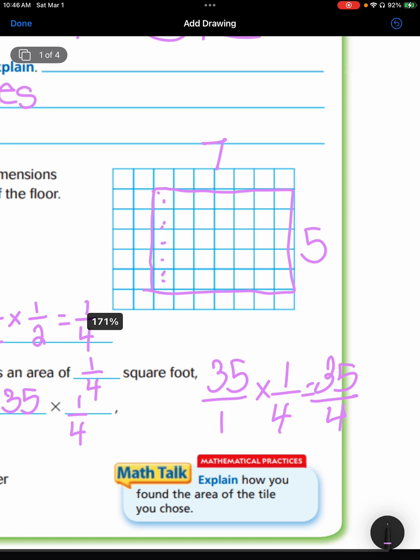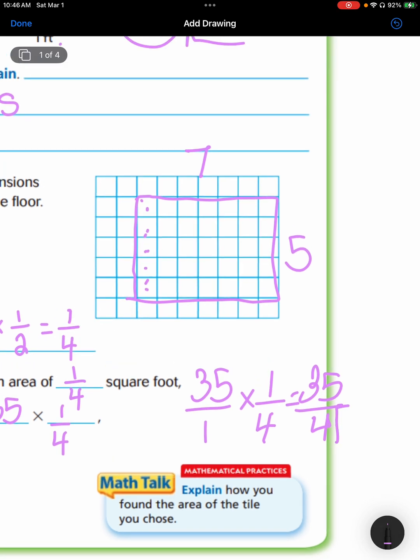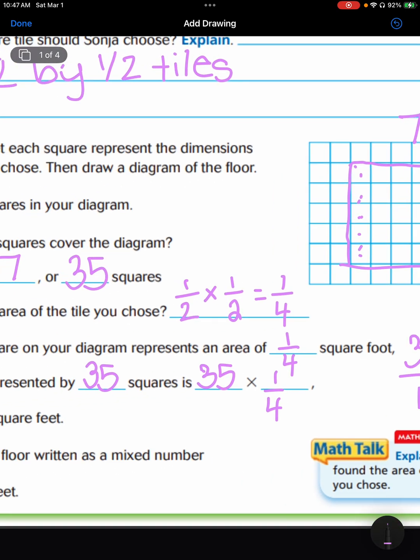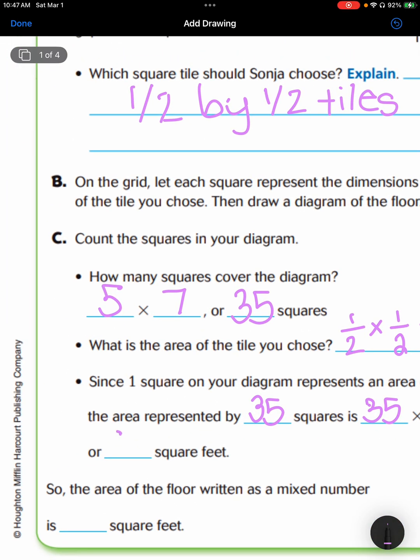35 over 4 is an improper fraction, so we're going to have to divide. So, put 35 in the house, we're dividing by 4. 4 can go into 35 8 times without going over. 4 times 8 is 32. Subtract, and you have 3 left over. Take that 3, bump it up, you have 3/4. So this is our answer here. That means it's going to take up 8 and 3/4 square feet altogether. And then the area written as a mixed number would just be 8 and 3/4.